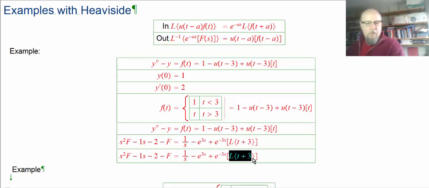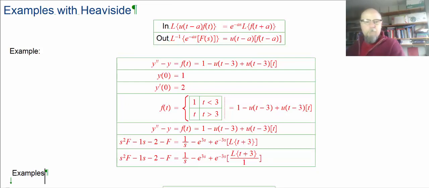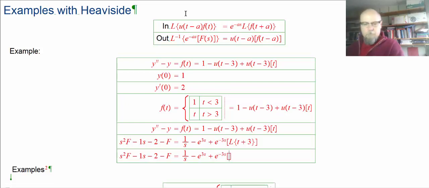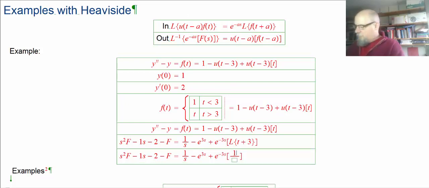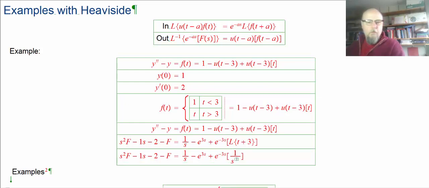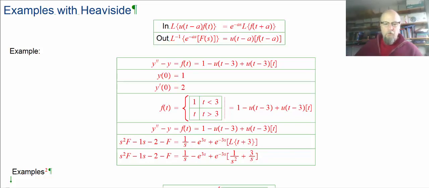The transform of t plus 3: the transform of t is 1 over s squared. And now I need to transform the 3, which is just 3 over s. Now I'm in the Laplace world, using the transform rule.